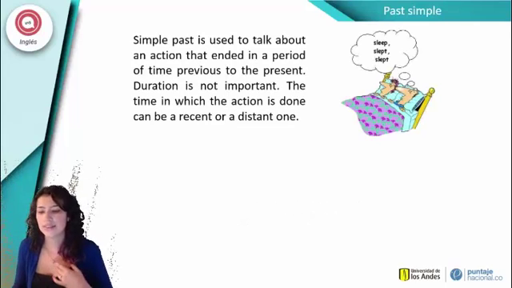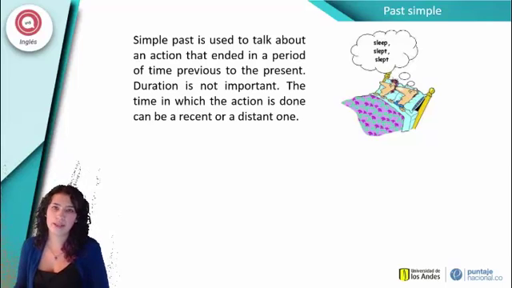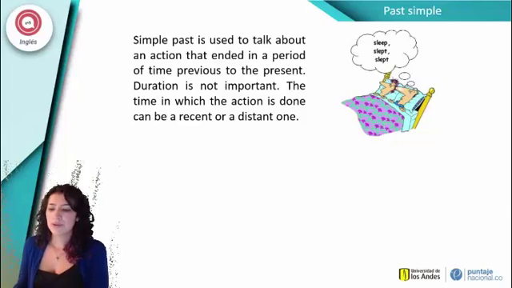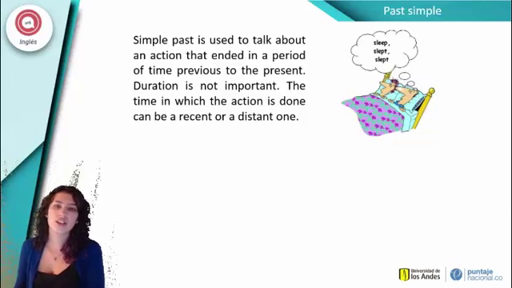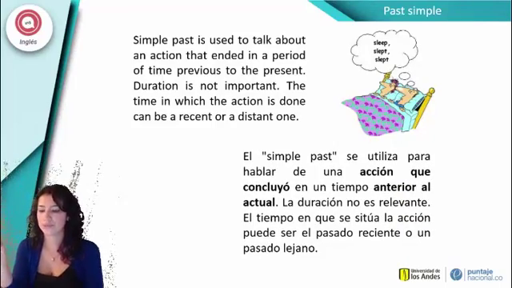So, the past simple is used to talk about an action that ended in a period of time previous to the present. Duration is not important, so we don't care about how long it took to make that action. The timing when the action is done can be recent or distant. So we can be talking about 2 minutes ago, or we can be talking about a week, a month, a year, okay? So now we have the explanation in Spanish so that you don't get confused.